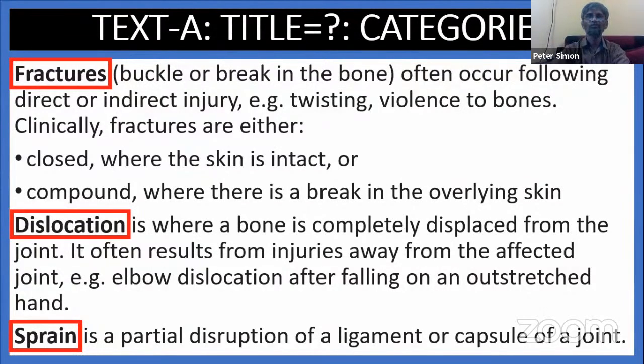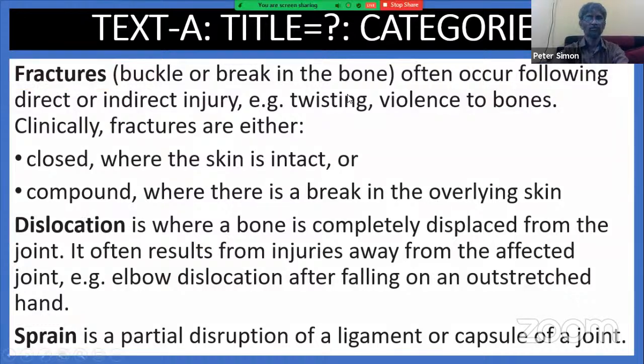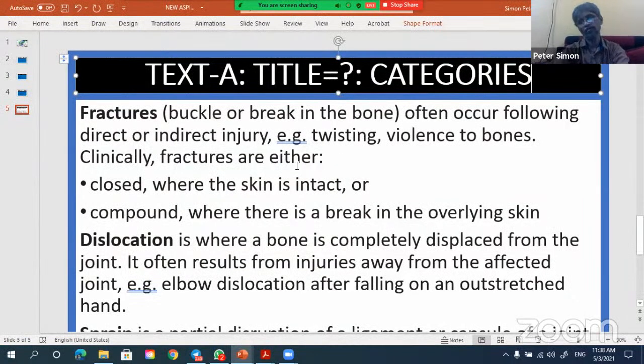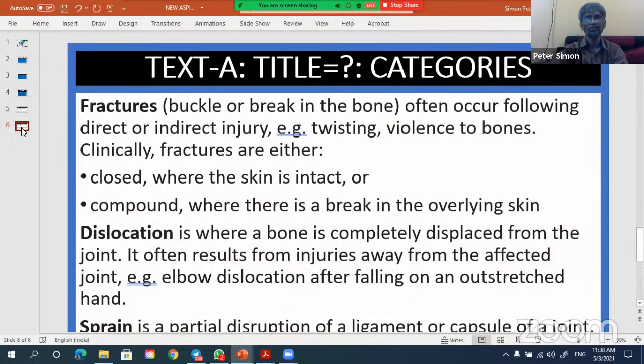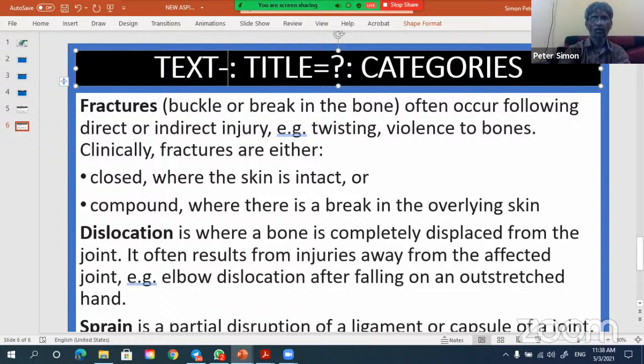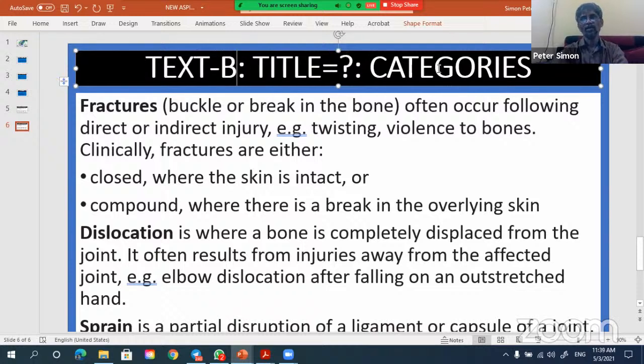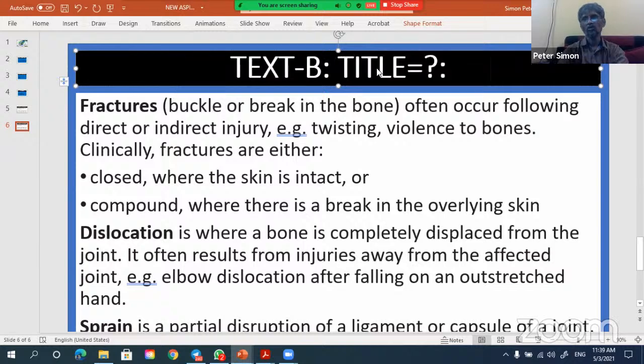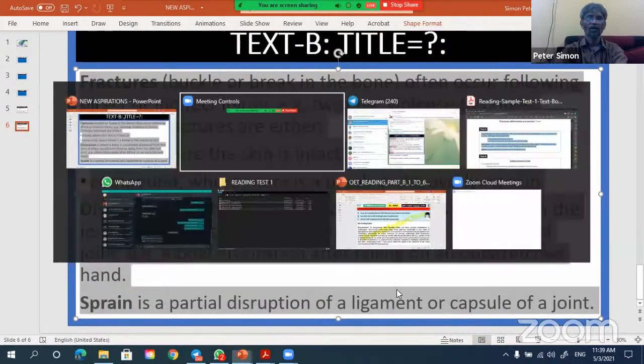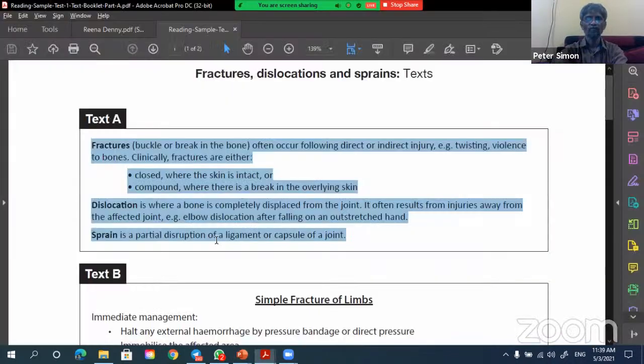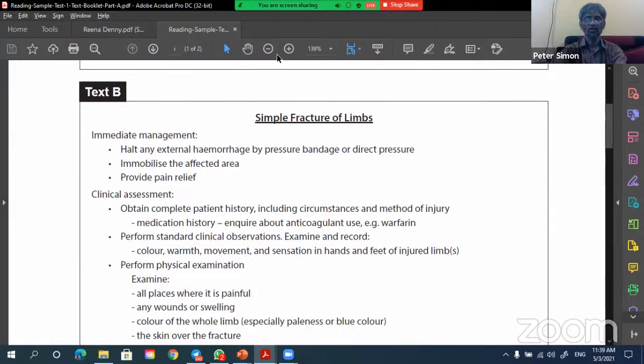So next. We understood what the title is. Next, this is text A. So simple as that. Next one is text B. We don't know the title of text B again, so leave it. Afterwards, we'll see. Now here, let us see what is text B. Text B is from here onwards.